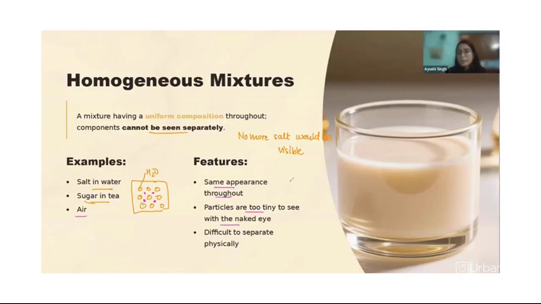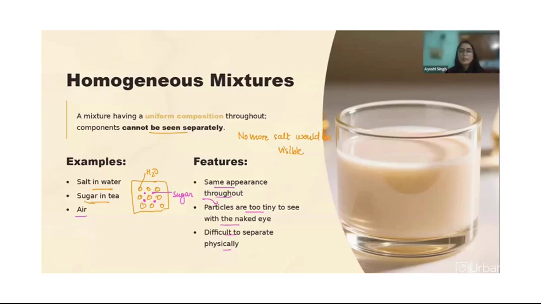So the solute particle, solute again, we'll discuss what exactly it is, but for now, let's say the sugar particles maybe, or salt particles. These particles are so tiny that they are unable to be seen by naked eyes. You can't see them easily, and it is difficult to separate. Not so easy to separate them.